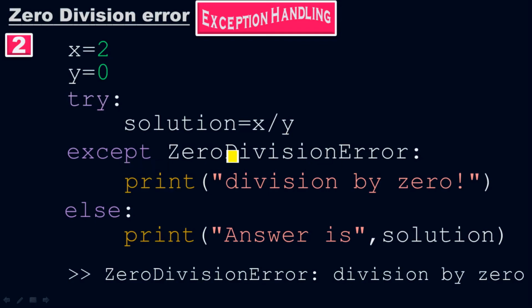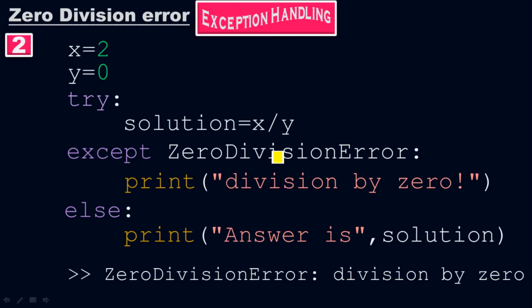This condition is satisfied. This zero division error is satisfied here because y equals 0, the denominator equals 0. Therefore, this print function will be executed. We will see this statement in the output, division by 0. So it is actually zero division error with the statement division by 0. You will only see division by 0 in the final output here, which is actually zero division error.